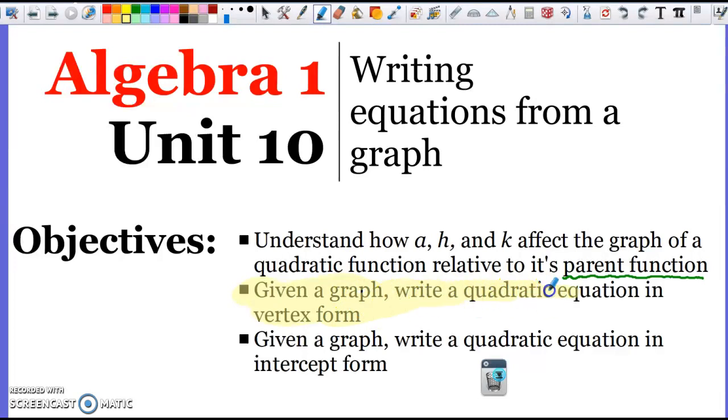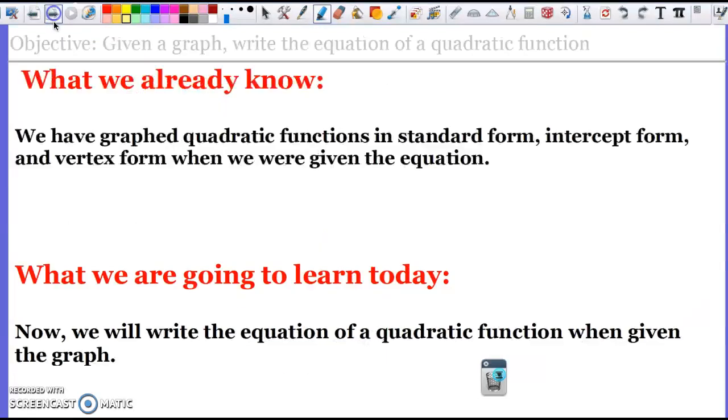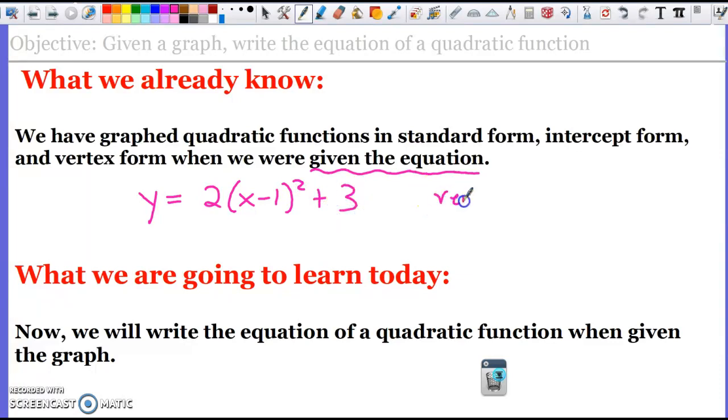an equation. So in the past videos, what we have been doing is graphing quadratic functions in standard form, intercept form, and vertex form when we were given the equation. So we started out given the equation, graph the parabola. So I could have given you 2 times x minus 1 squared plus 3, and you would know that the vertex is where? Where is the vertex of this graph? Well, the h value is 1. Remember, it's the opposite of what's inside, so it's not negative 1, it's positive 1. And the y value is 3.